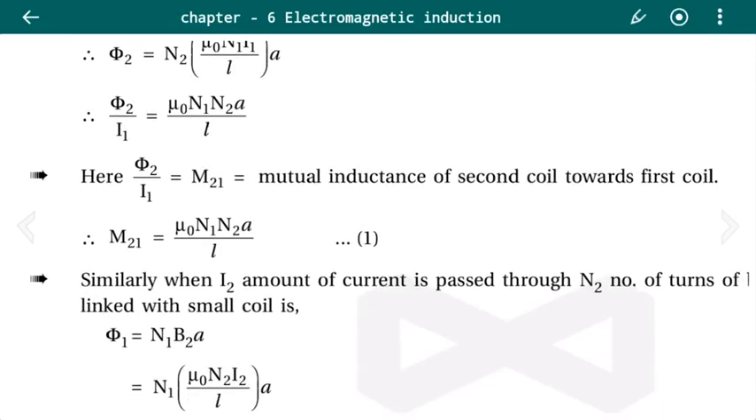Here phi2 by I1 is nothing but M21, that is the mutual inductance of the second coil with respect to the first coil. Therefore M21 equals mu 0 N1 N2 A upon L.